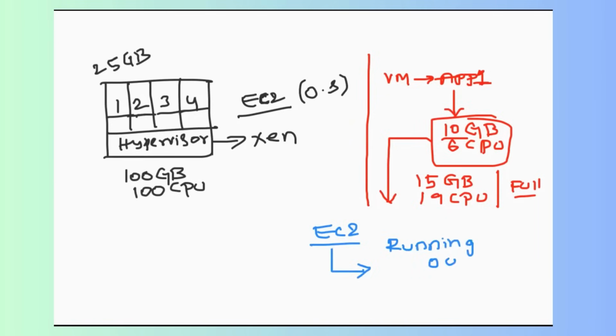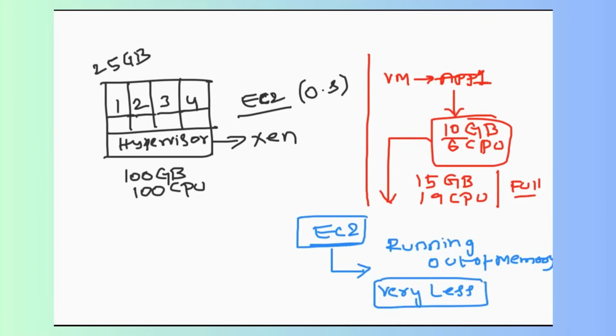How many times, if it is running out of memory, did you see this error? Very, very less, right? Most of the people must not have seen this error, that your EC2 instance is running out of resources. Even if it is, you must have seen it a very small number of times. That means most of the time you are using this EC2 instance with very, very less resources, and you are wasting a lot of resources.